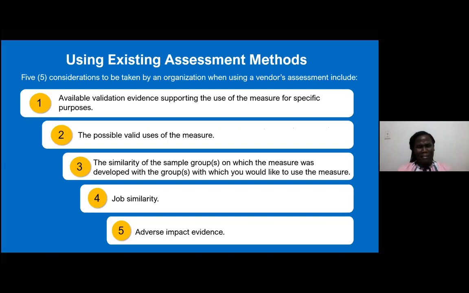I hope I'm not repeating that, but yes, you want to ensure that there's some similarity between the samples that are being used. When we speak about the adverse impact evidence as a final consideration, we're looking at taking into consideration protective groups. You don't want to exclude these persons, but you would want to make reasonable accommodations for these persons when you're selecting your assessment methods.